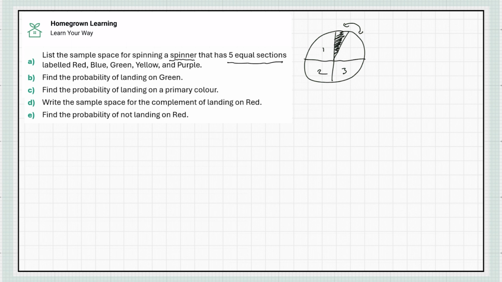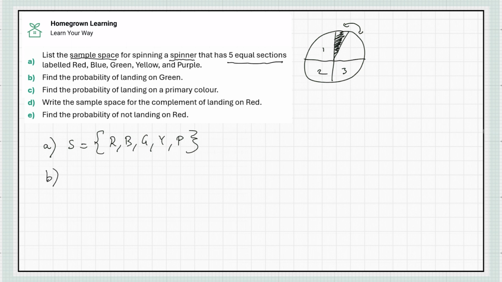Right. So the first question asks us to find the sample space. So for A, our sample space is going to be equal to, now you can write out red, blue, green, yellow, and purple. That's totally fine. I usually just write out the letters. Now it will depend what the question asks or what your teacher wants you to do, but usually for me this is fine.